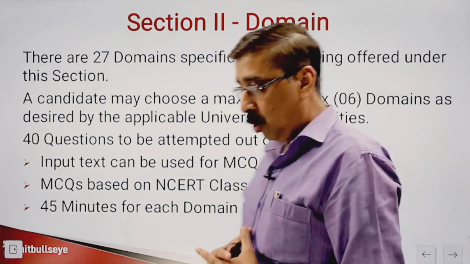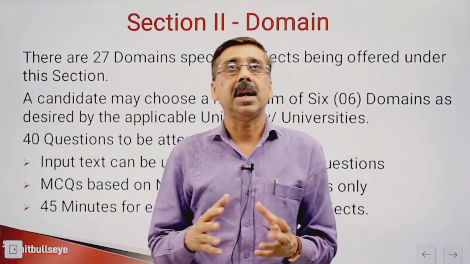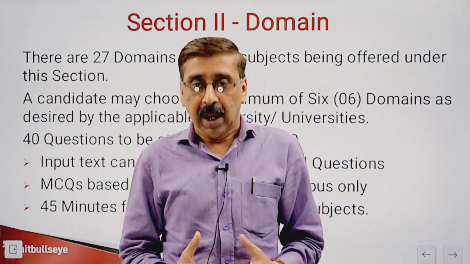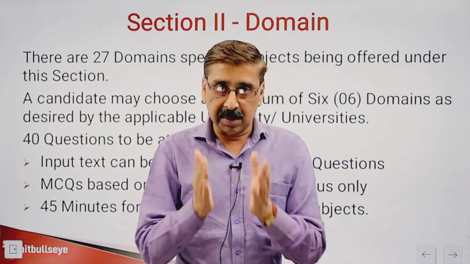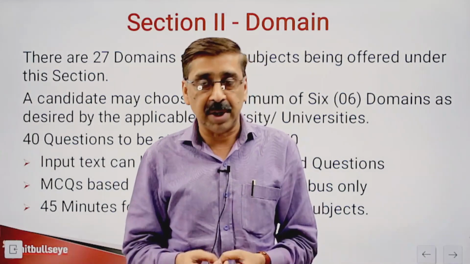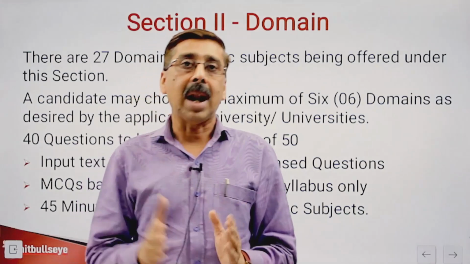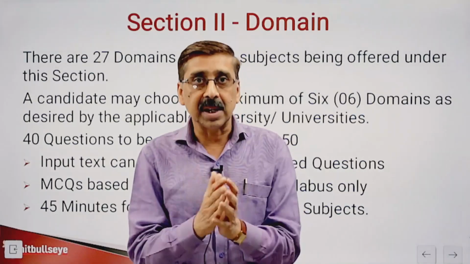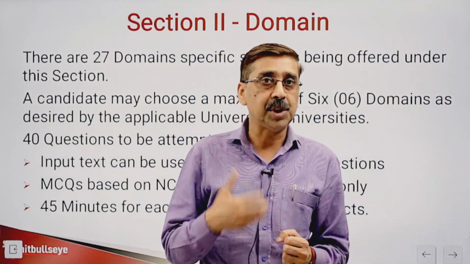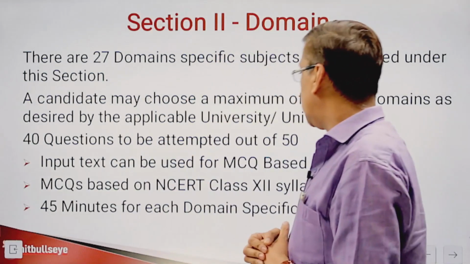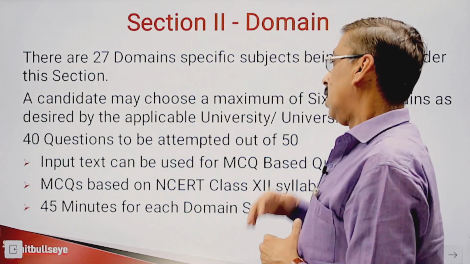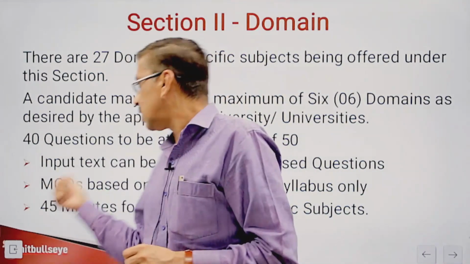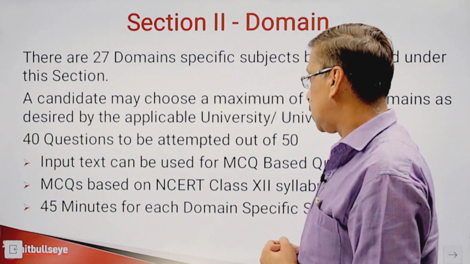Now domain specific, for example, mathematics, commerce, accountancy, physics, chemistry, biology, psychology, these are the +1, +2 subjects from the 3 different streams that we have in India: commerce, humanities, and science. So CUET selected 27 subjects, from which you can select 1 to 6 subjects on which you will be asked questions. 40 questions are attempted out of 50 questions. Now there would be some questions in which you have to type your answer. So input text can be used for MCQ questions.